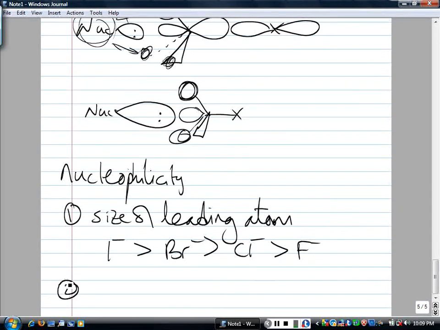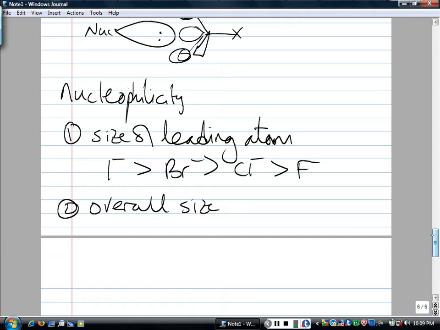Okay. Two is the overall size of the species. Right? So what does that mean? Well, if you look at a series of nucleophiles, let's say I look, for example, at HO minus versus MeO minus versus, let's say, isopropoxide versus t-butoxide. Each of those species is nucleophilic, and they all are using the same leading atom, which is oxygen, which is O minus. But it's not just the oxygen only that's going to be involved in chemistry, it's the oxygen and its entourage.